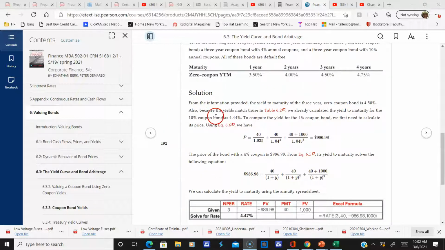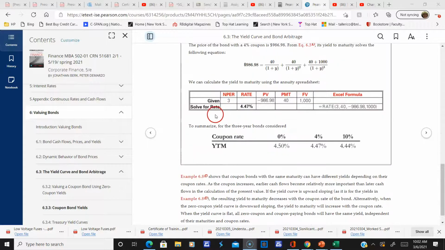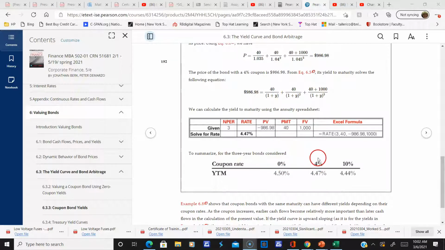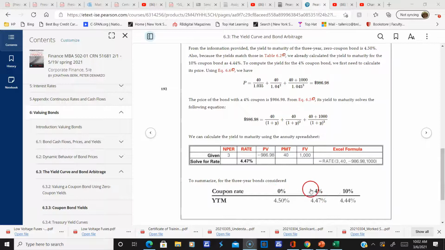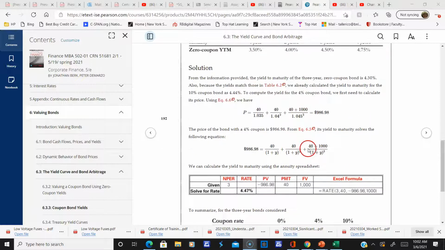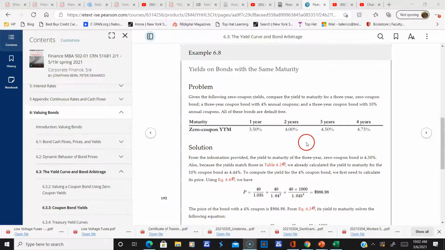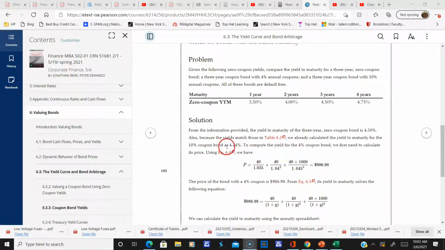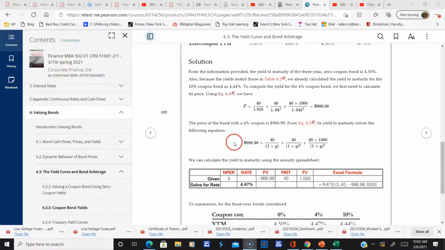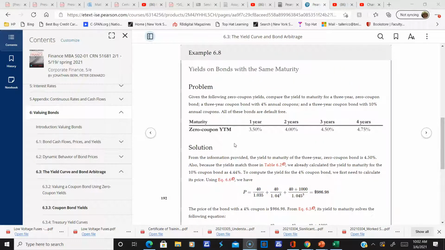And so here are the three-year bonds. A coupon rate of 0% gives 4.5%. A 4% coupon gives 4.47%, which we got from here, and a 10% coupon gives 4.44%. And I think here it is right here. Alrighty, so that's about it. So for a 3-year, here's the 3-year, so that matches.